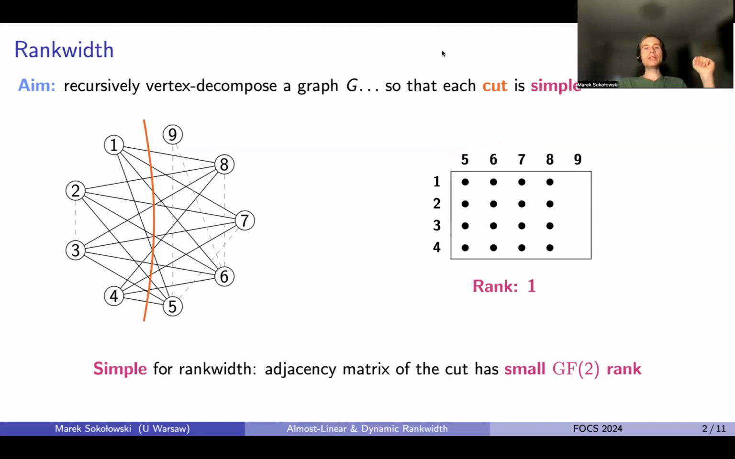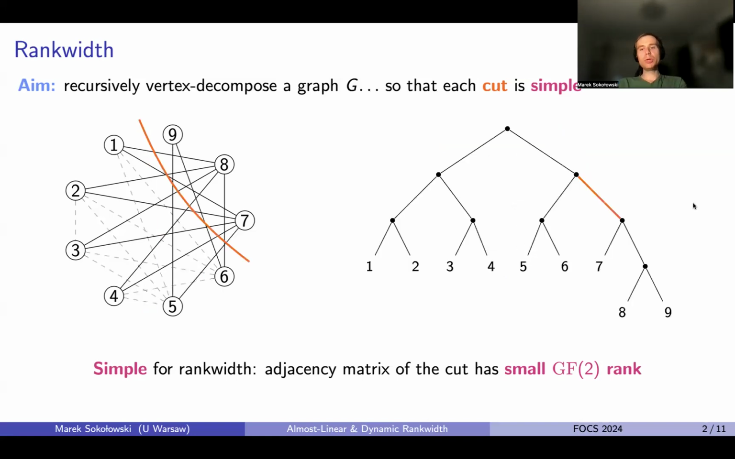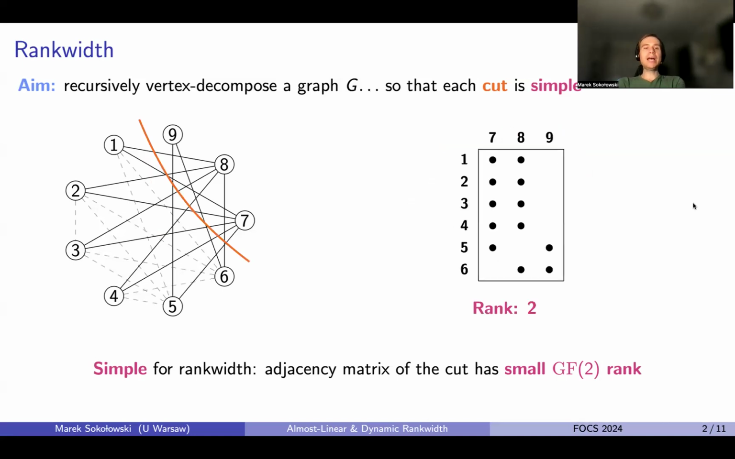Here we can observe that each of the vertices 1, 2, 3, 4 is adjacent to each of the vertices 5, 6, 7, 8, but non-adjacent to vertex 9. So this adjacency matrix is very simple, with constant column ones and constant column zeros. So its binary rank is 1. Let's consider one more cut, between the vertices 1 through 6 and 7 through 9. Its adjacency matrix looks as follows, and it can be observed that this adjacency matrix has binary rank 2.